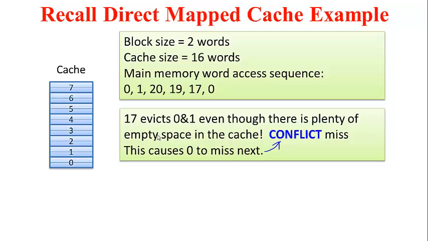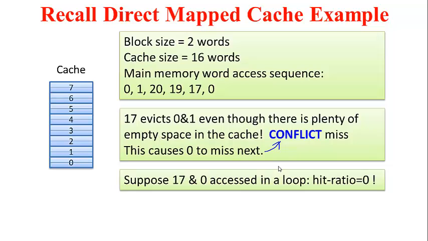Now suppose the program continued, and suppose we had a loop where word addresses 17 and 0 were accessed repeatedly one after another. What do you think will be the hit ratio in that case? Well, what will happen is that word addresses 17 and 0 will keep kicking out each other from the cache, and this will result in all of the memory accesses being cache misses, resulting in a hit ratio of 0. Well, that's not too good.